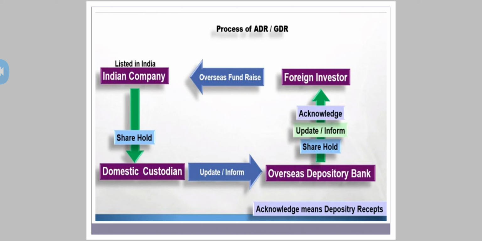So yes, in this, the foreign investor will be in a position to buy the shares of your company in the form of ADR or GDR. So can I say American Depository Receipt or Global Depository Receipt is nothing but shares that are converted into receipts. Receipts are nothing but return acknowledgement given by the depository bank. So this is how the process of ADR and GDR works.